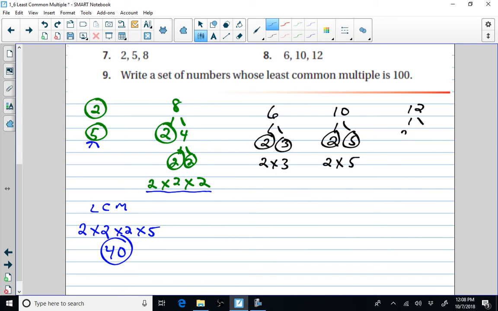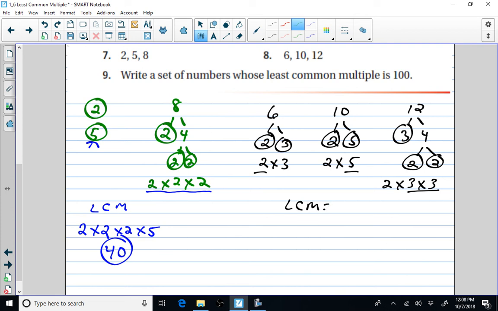For 12, we have 3 times 4. 3 is prime. 4 is 2 times 2. They're both prime. So we have 2 times 3 times 3. We want to identify each factor, the greatest number of times it appears. I have 1 power of 2 here, 1 power of 2 here, 1 power of 2 here. So I can use any of those 2's. Okay, so we identify 1 power of 2. I have 2 powers of 3 here. I have 1 power of 5 here.